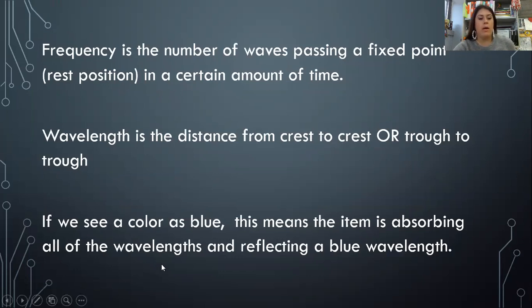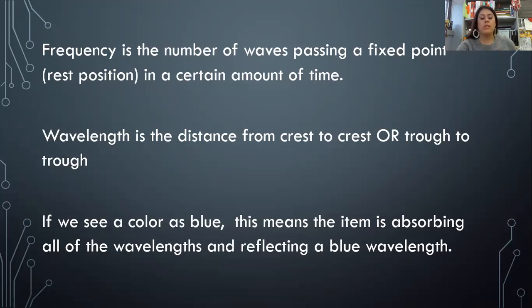Number 4 is all about frequency. Remember, frequency is the number of waves that pass a fixed point in a certain given amount of time. So it's how many waves go past a specific point over a period of time. And then a wavelength is the distance from crest to crest or trough to trough. And the longer the wavelength, the lower the frequency; the shorter the wavelength, the higher the frequency.